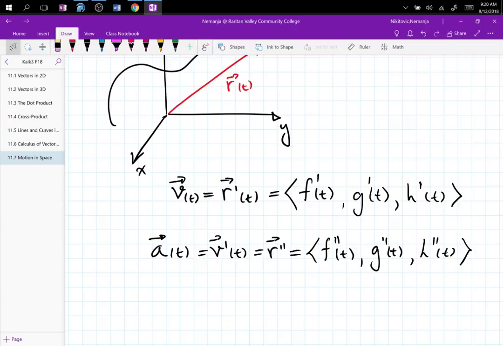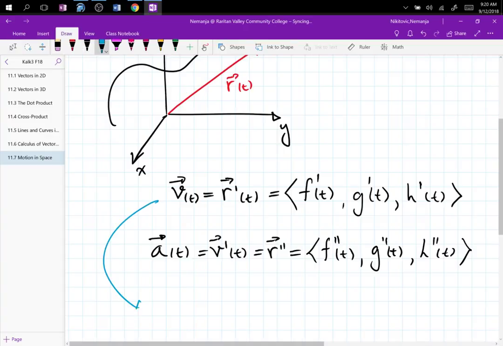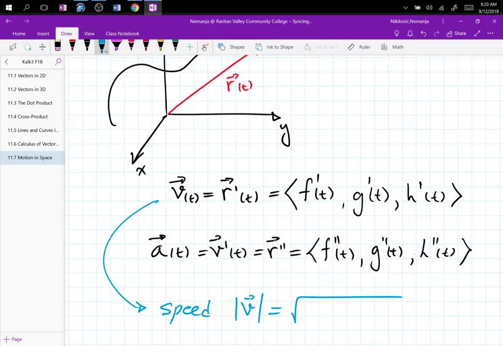So the magnitude for the position is going to be the distance covered, and the magnitude for velocity is speed. Very good. So off of this one, we have speed to be the magnitude of velocity, which we know is this. So we have f prime squared plus g prime squared plus h prime squared. These are all functions of t. So you have your velocity, your speed.